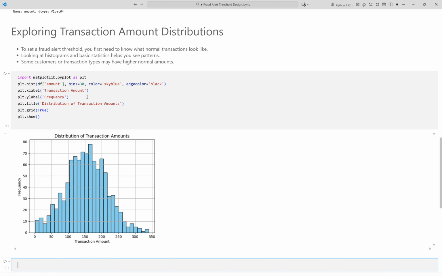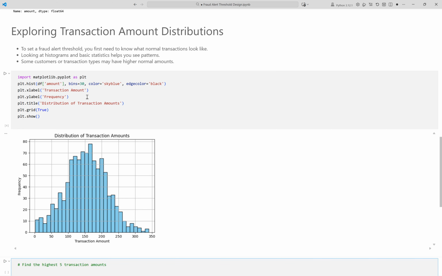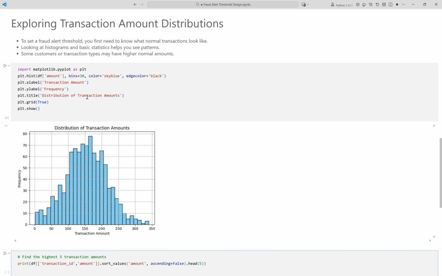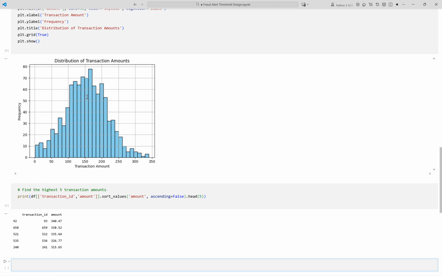We display the top 5 transactions with the highest amount values to spot potential fraud cases. Running the cell now. Here we identify the top 5 highest transaction amounts to understand the upper range of normal activity. Noticing these values are all around $300 plus helps set a reference point for what could be unusually large and potentially suspicious. This insight supports setting realistic fraud alert thresholds based on actual transaction data. How would you investigate these very large transactions in a real bank?